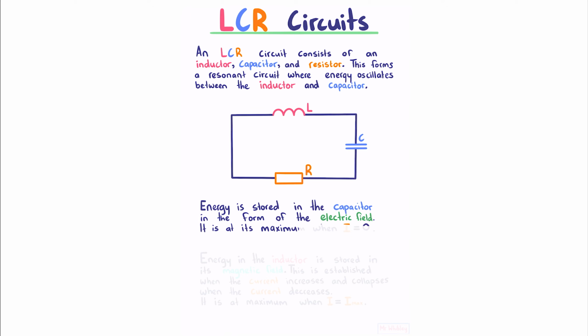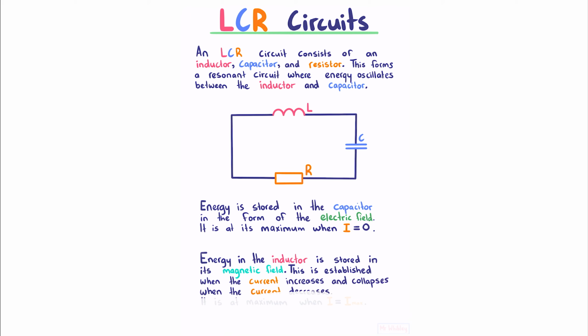Energy is stored in the capacitor in the form of the electric field, as per usual, and it's at its maximum when the current is 0, since when the current is 0, the capacitor is fully charged. Energy in the inductor is stored in its magnetic field, as per usual. This is established when the current increases and collapses when the current decreases, and it is furthermore at a maximum when the current is also at a maximum. And so we can see that the conditions for the maximum energy for the capacitor and inductor are in opposite phases. Let's now go through the behavior of an LCR circuit step by step.